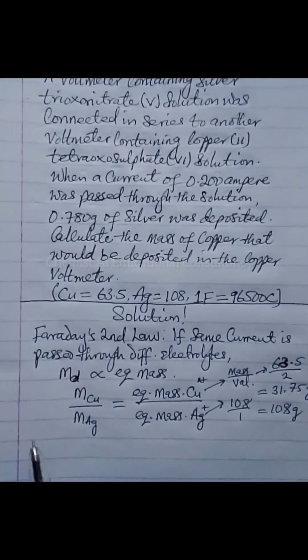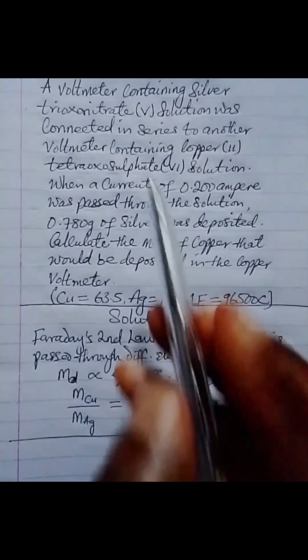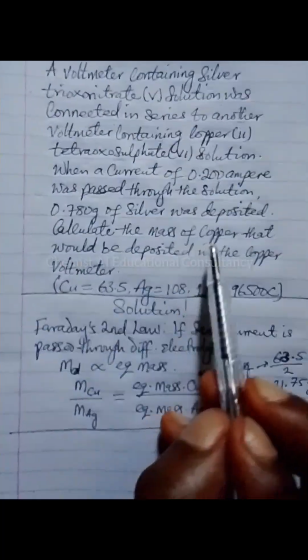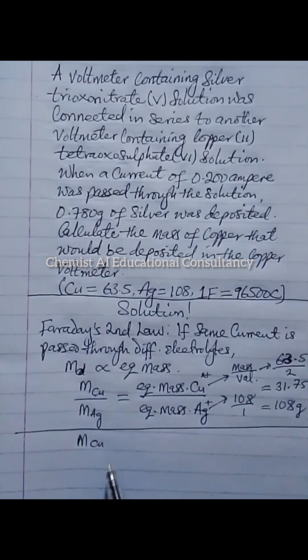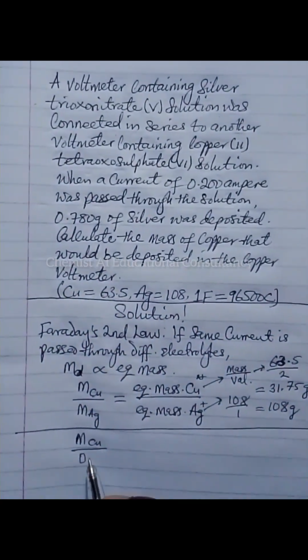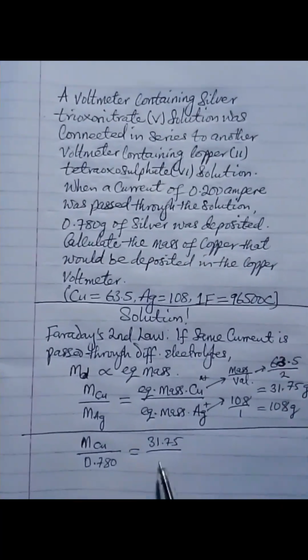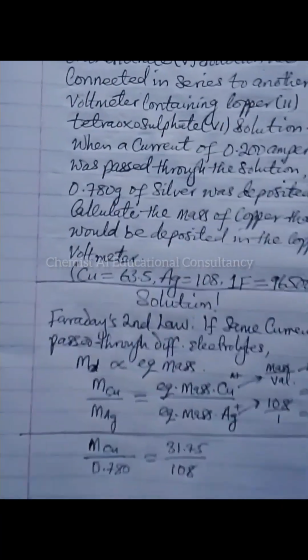Having gotten this, you check the mass deposited, and the question is, calculate the mass of copper deposited. So you substitute the values. Mass of copper deposited over mass of silver, which is 0.780, equals equivalent mass of copper, which is 31.75, over equivalent mass of silver, which is 108.